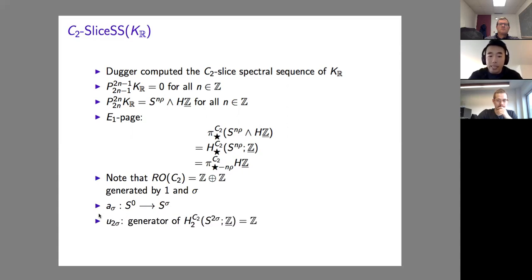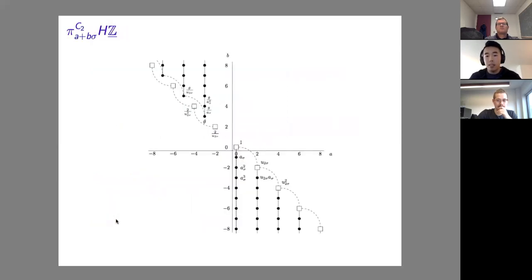There are certain classes called a_σ and u_{2σ}. That's the Euler class, and that's the orientation class. And here's the picture of the RO(G)-graded homotopy group of HZ bar. I want to apologize to the motivic homotopy theory people. The grading I use is a naive grading. I know motivic homotopy theory people like to use the total grading and the twist, but this picture is like a shift, a rotation of what motivic homotopy theory people like to write. But the point is, all of the homotopy groups have been computed.